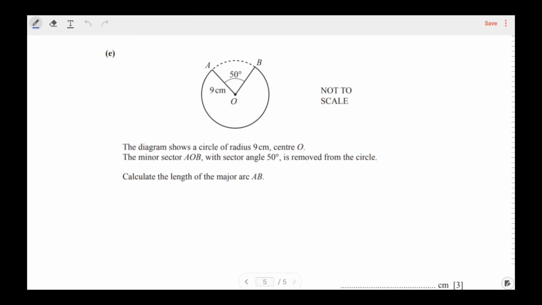Let's solve the E part of the first question. In the given circle, the radius is 9 cm and the minor sector angle is 50 degrees. As we are asked to find the length of the major arc, for this we need the major sector angle. Let me mark it as x. So x is equal to 360 minus 50. So we get the major sector angle as 310 degrees.